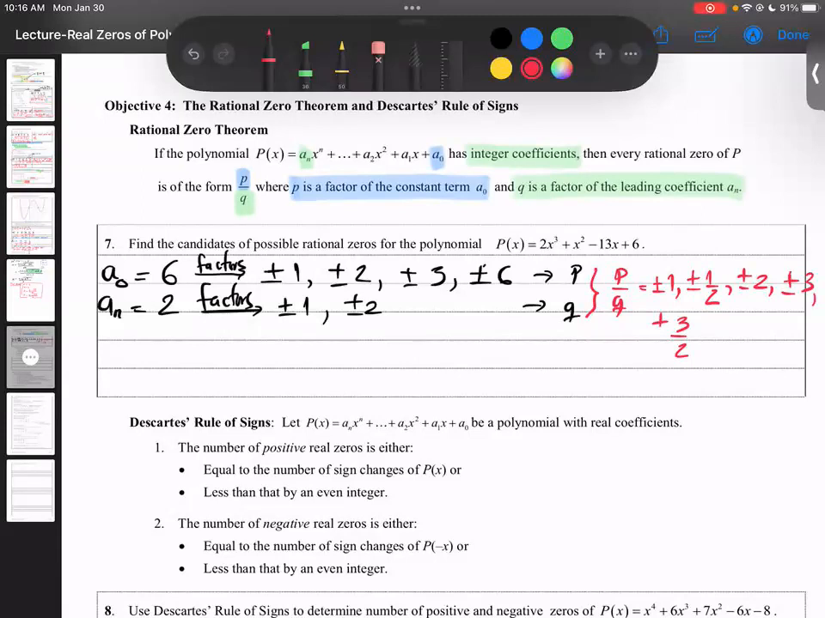Plus minus 6 divided by plus minus 1 on the bottom is plus minus 6. And then plus minus 6 on the top divided by plus minus 2 on the bottom is 3, which we already have. So that's all your possible zeros, your candidates. A few of those are going to be your real zeros. You just don't know which ones, right?